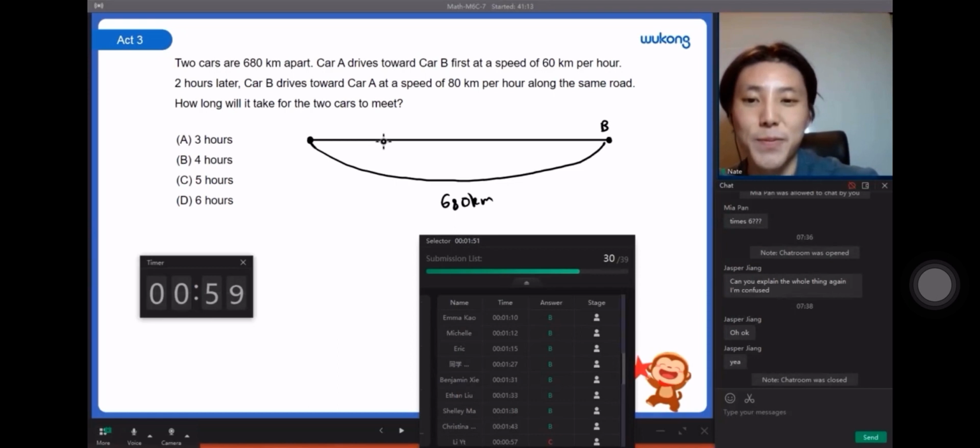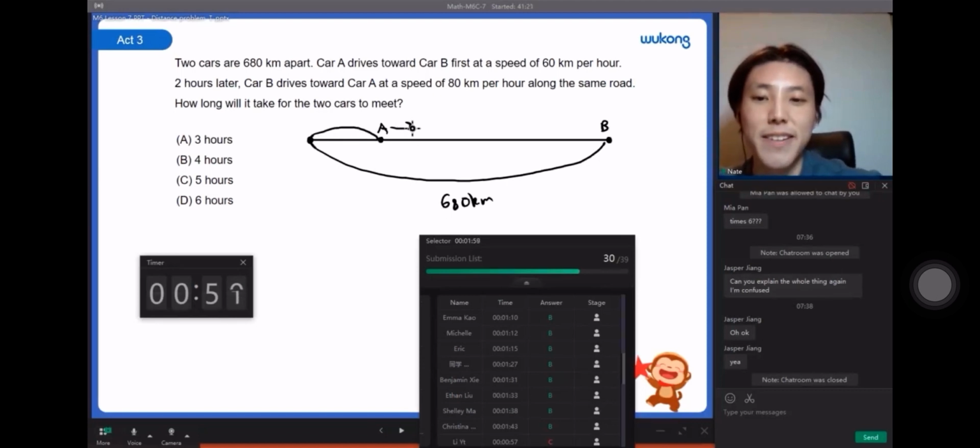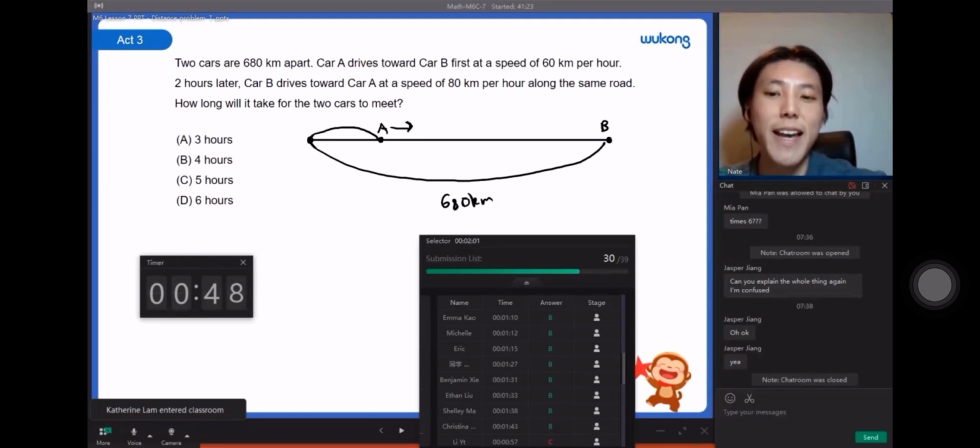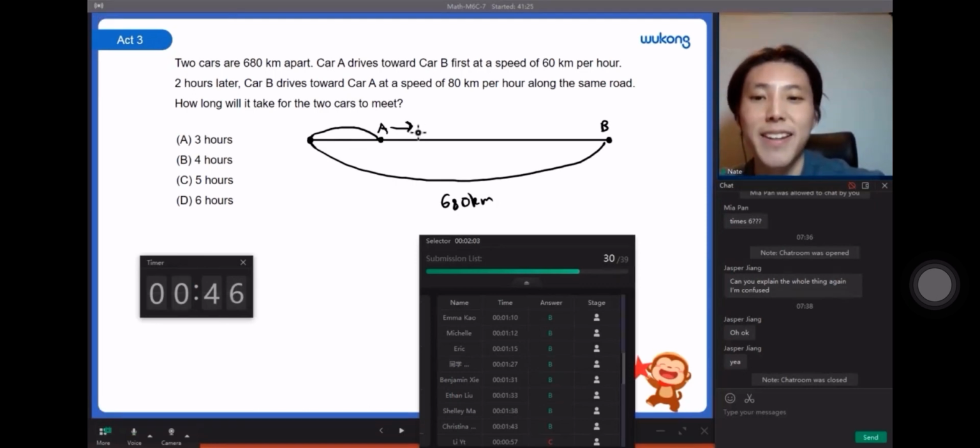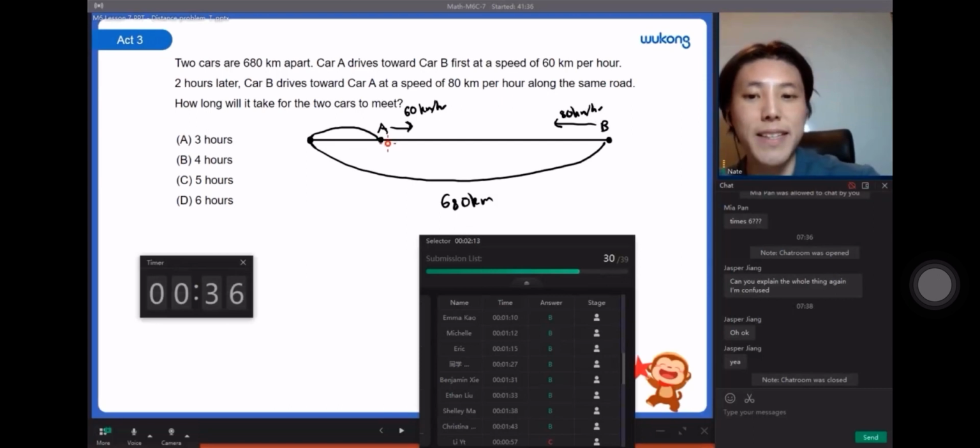So car A had a head start, right? What is this distance? How much did A travel in 2 hours? And what is the remaining distance? That's what you guys have to find out.